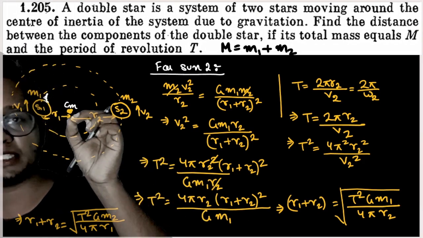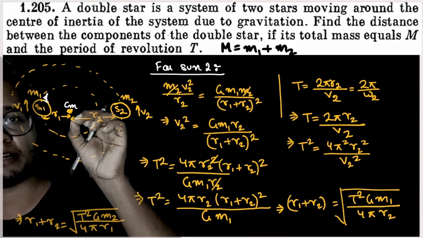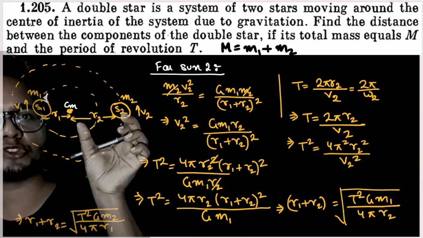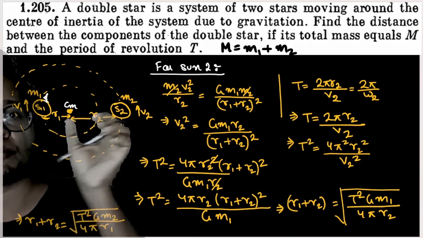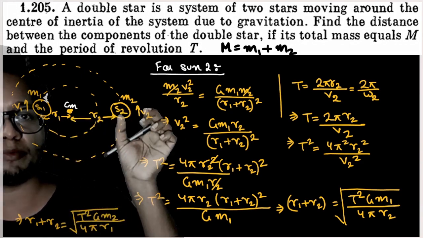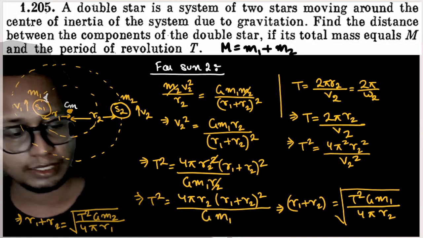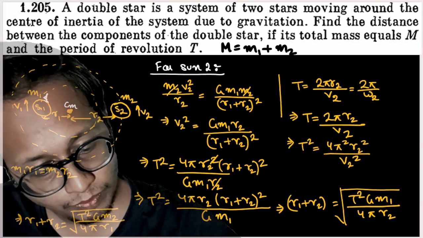And this point is the center of mass of both the stars. So if I consider my origin here, can I say m1 into r1 is equal to m2 into r2? Center of mass: minus m1 r1 plus m2 r2 divided by m1 plus m2 is equal to 0. So m1 r1 is equal to m2 r2.